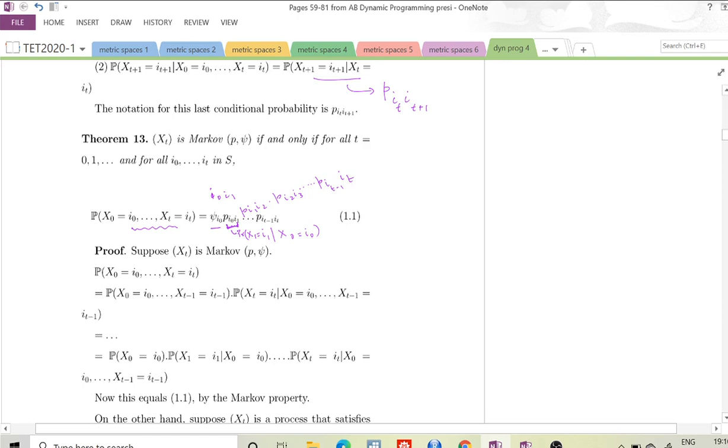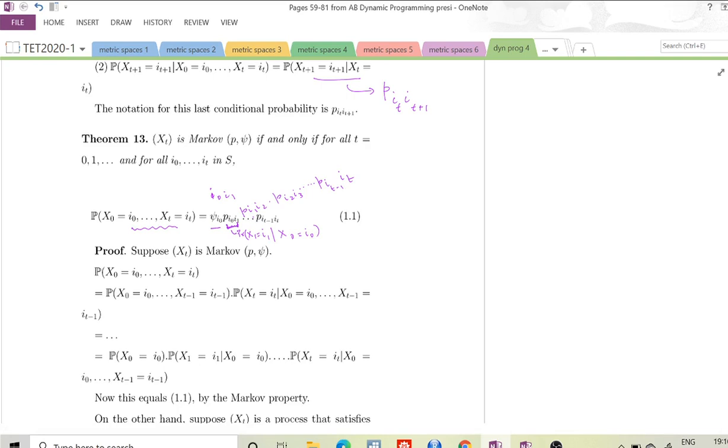The theorem is saying x_t is a Markov chain (P, psi) if and only if for every t and for all realized histories i_0 to i_t, the probability of that realized history is exactly the product of these numbers. Right. So that is simple enough.